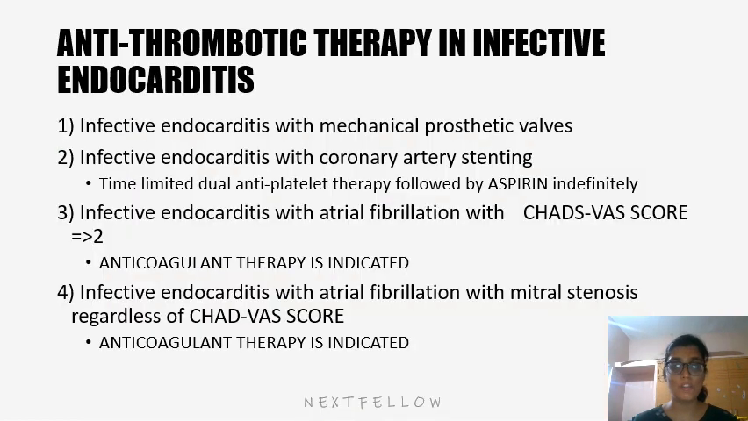Coming to antithrombotic therapy in infective endocarditis. Infective endocarditis with mechanical prosthetic valves, and infective endocarditis with coronary artery stenting: time-limited dual antiplatelet therapy followed by aspirin indefinitely. Infective endocarditis with atrial fibrillation with CHA2DS2-VASc score greater than or equal to 2: anticoagulant therapy is indicated. Infective endocarditis with atrial fibrillation with mitral stenosis, regardless of CHA2DS2-VASc score: anticoagulant therapy is indicated in these conditions.